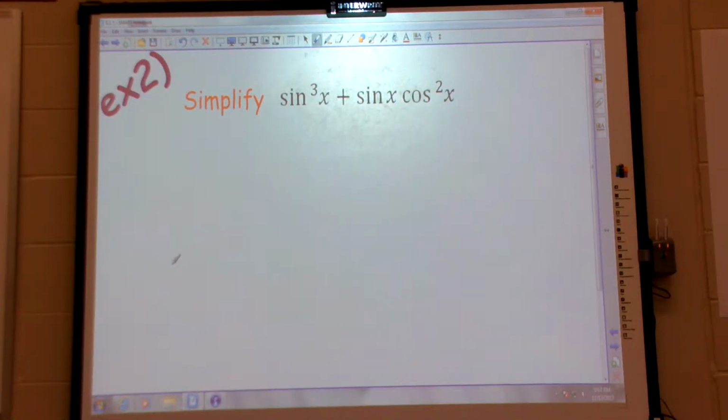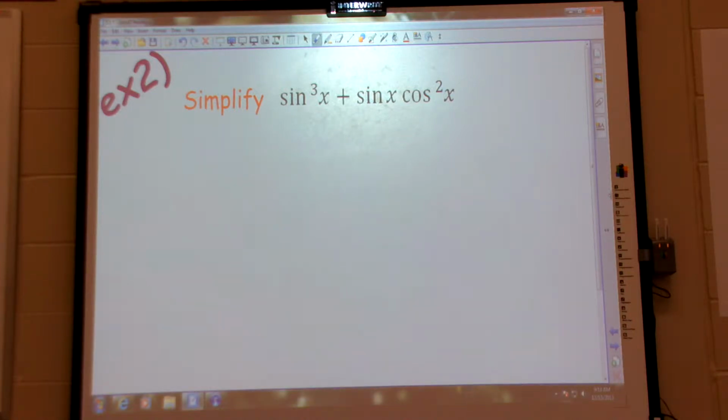Talking about if you're stuck, there's lots of stuff to try. Look at my list of strategies. What could I try? I can't go to sines and cosines because I'm already in sines and cosines. Not going to do a common denominator because there's no fractions, correct? So what else could I try?